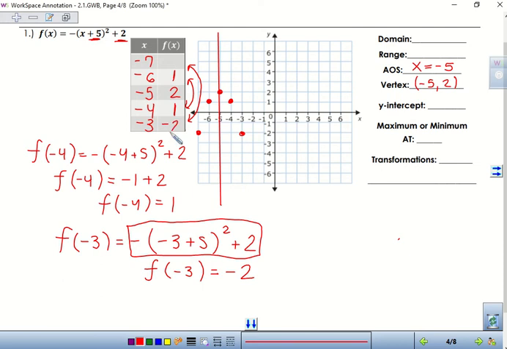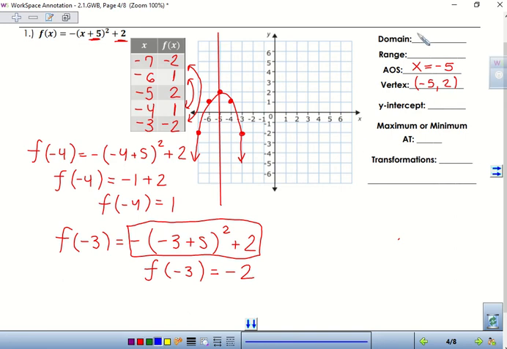So this is going to be a negative 2, which means this is also a negative 2. So I plot those points, which I did, and then I can just connect them. And once you connect them, we're ready to identify the key features of the graph on the right there.